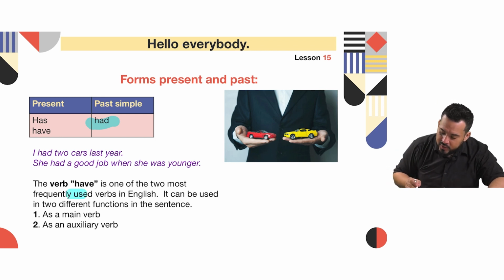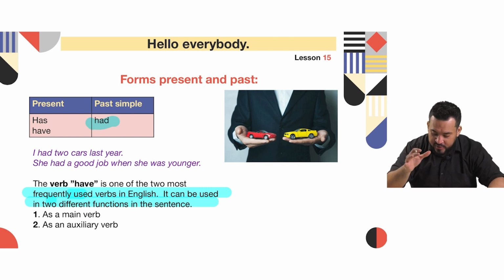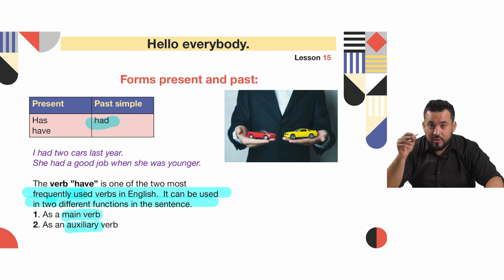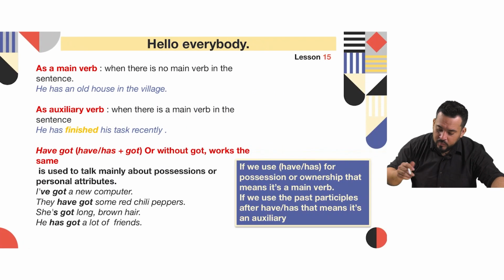The verb have is one of the two verbs frequently used in English, and it can be used in two different functions. Okay, so we must pay attention here because the verb have and has is used as a main verb or as an auxiliary verb. This is important to know how to treat the verb. So either the verb have is the main verb, the action verb, or it is an auxiliary, a helping verb. So how to differentiate, how to know when the have is a main verb or when it is a helping verb. Let's take a look.